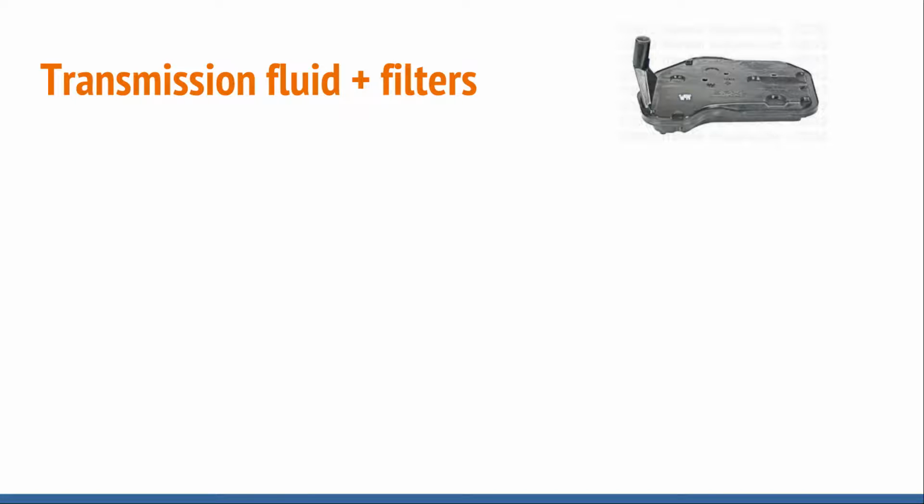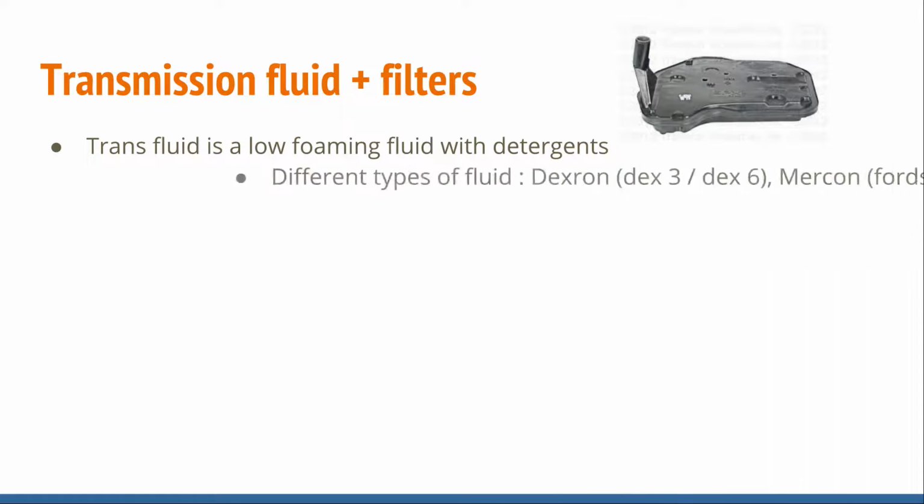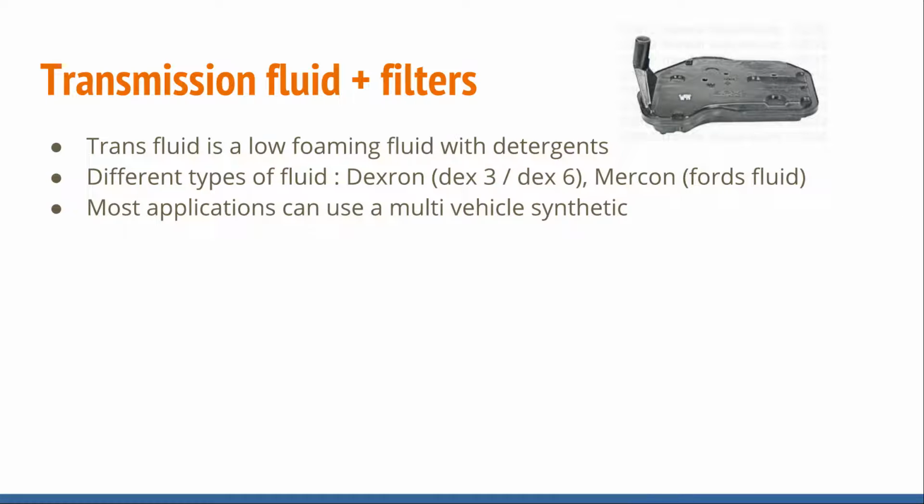Transmission fluid and filters. Transmission fluid is a type of oil that's really low foaming, and it also has detergents. Transmissions typically stay really clean inside because this fluid has a lot of detergents in it. Some different types of transmission fluid are Dexron, Dex 3, Dex 6, Mercon, which is Ford. There's a lot of different ones.